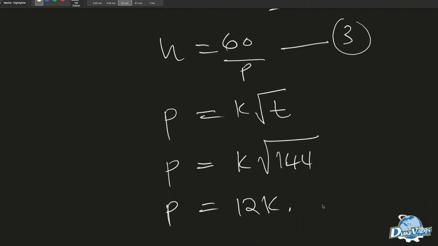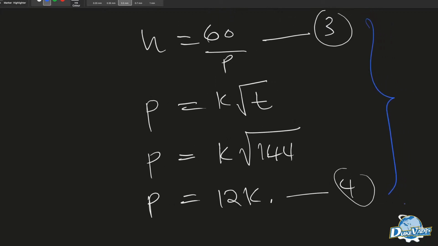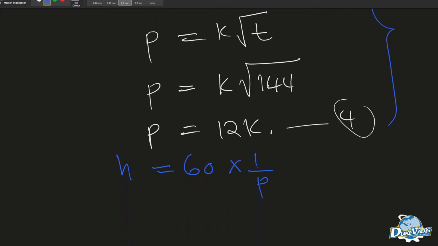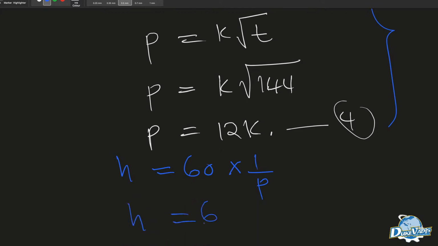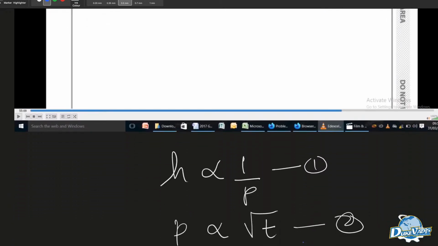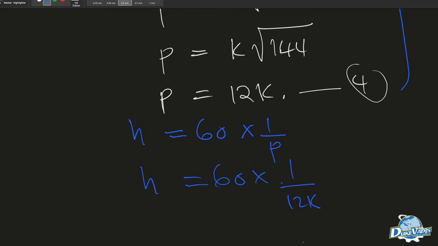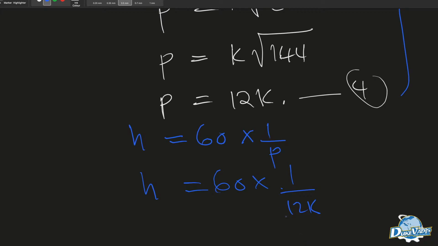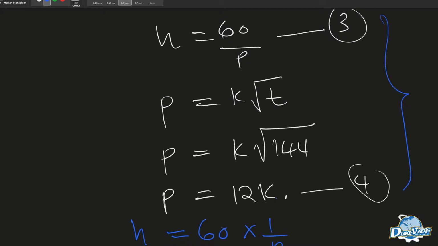So now, looking at our equation number 4, these two equations will help us to deduce, since we know the value of P. In terms of H, H is equal to 60 multiplying 1 over P, and P is equal to 12K. So H is now equal to 60 times 1 over 12K. The question says, make a formula of H in terms of T. So that's where we're going.